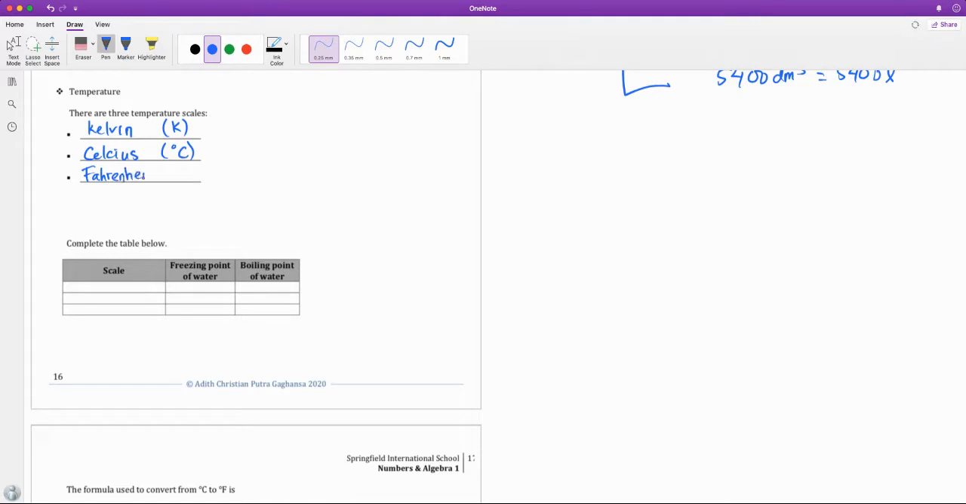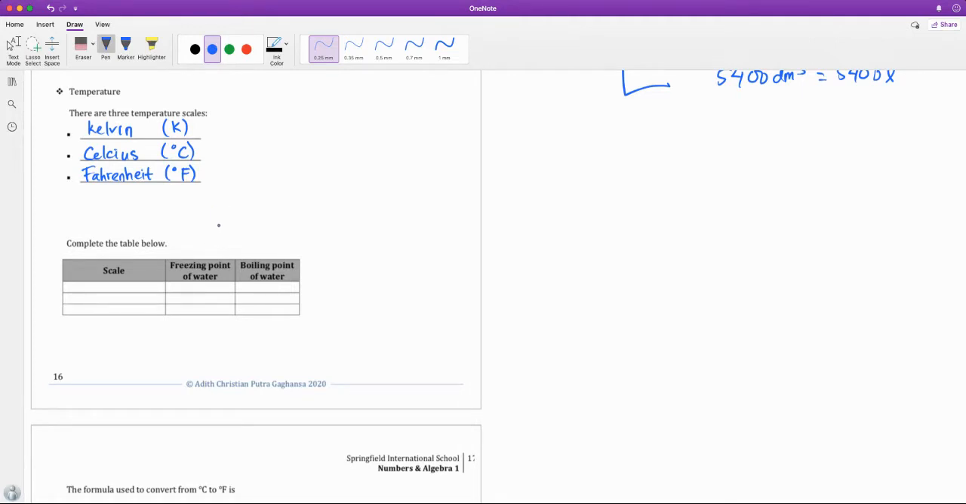Fahrenheit. Degree Fahrenheit. So the Kelvin is the only SI base unit of temperature, mainly used by scientists. The degree Celsius is an SI derived unit. The Celsius scale is used in most countries, but not in the United States. In the United States, they are using Fahrenheit.